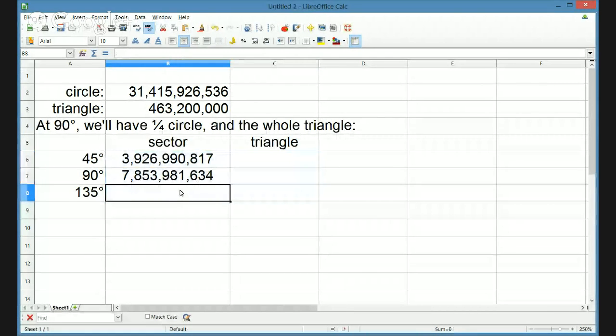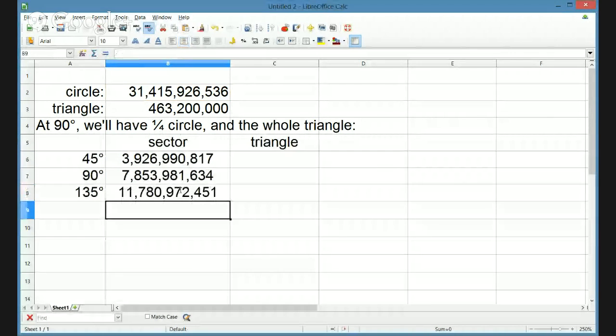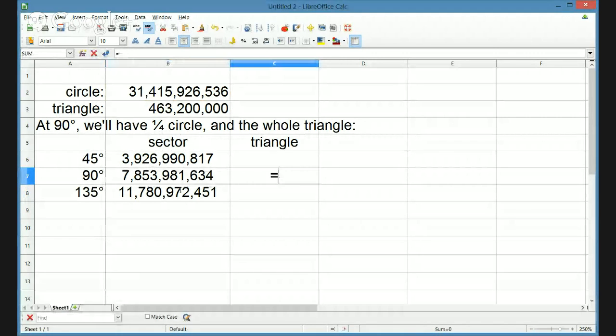Okay, so at 45 degrees we've taken 1/8 of the circle, and we'll have the sector part and the triangle part. At 90 degrees, it's equal to the whole circle divided by 4, right? At 135, we're going to take 3/8 of the circle. There's that formula there. At 90 degrees, we have the whole triangle.